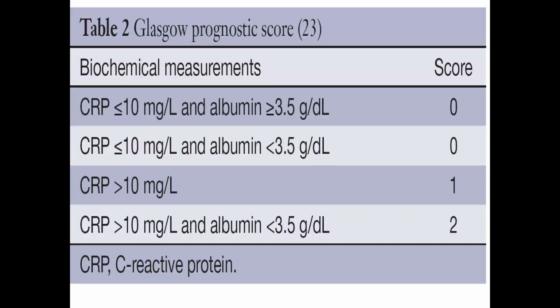So one of the important screening scores is the Glasgow Prognostic Score, and actually this was initially found to be useful in non-small cell lung carcinoma. And basically, it's a screening test. So it's useful early on, and it's very easy to use because you basically check two items here: the CRP and the serum albumin.